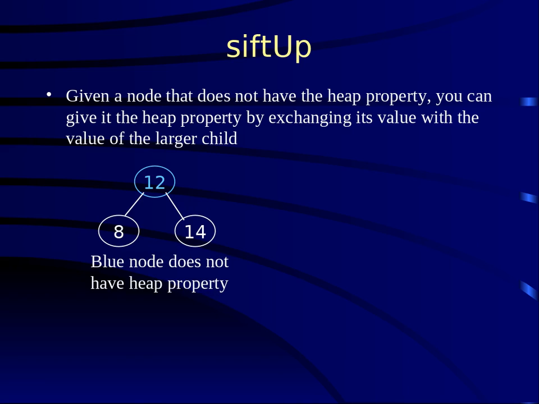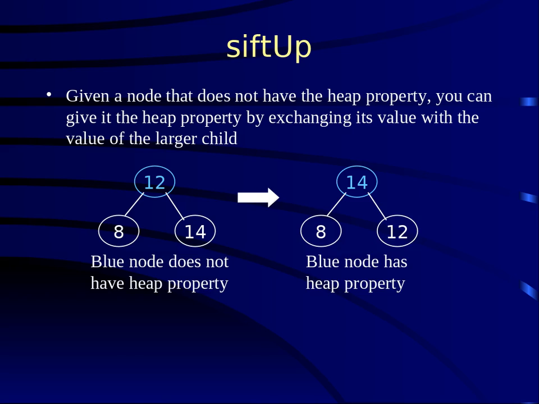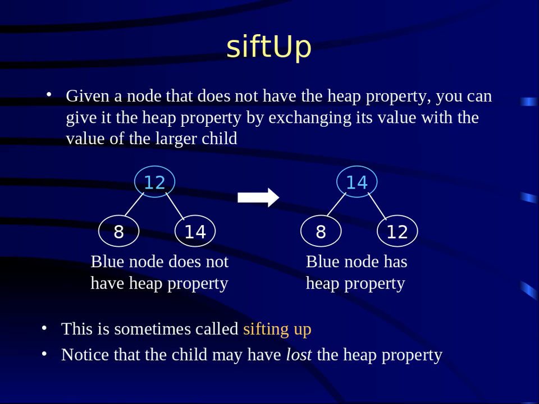So the blue node does not have the heap property. We can fix it. Oh, look at that beautiful arrow. Swapping it to get the heap property. So the top node has the heap property, the heap property being that you're larger than your children. This is called sifting up. Notice that the children may have lost the heap property when this happens.